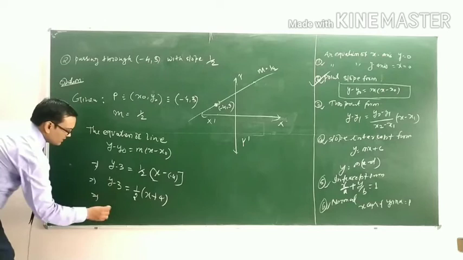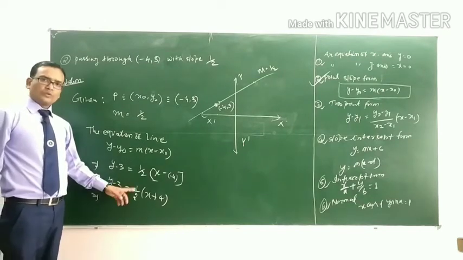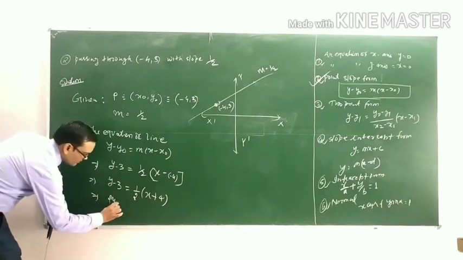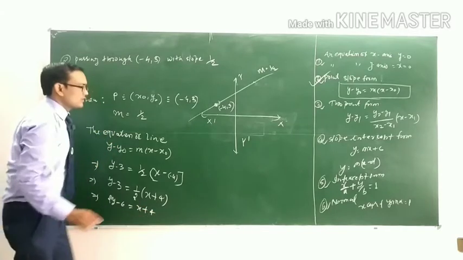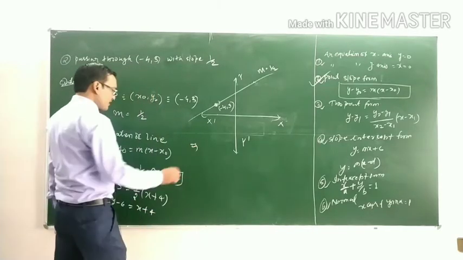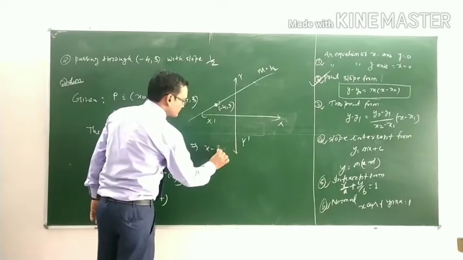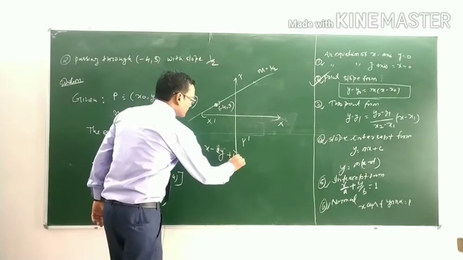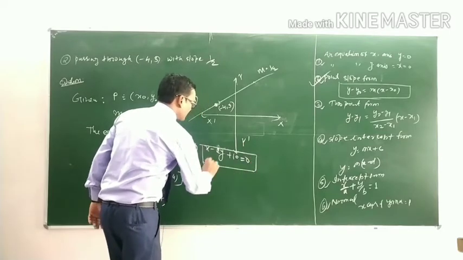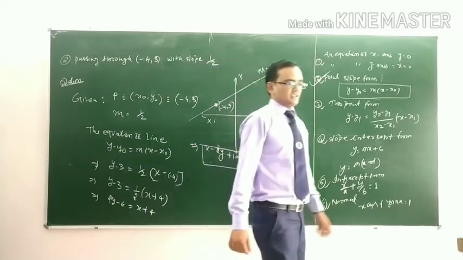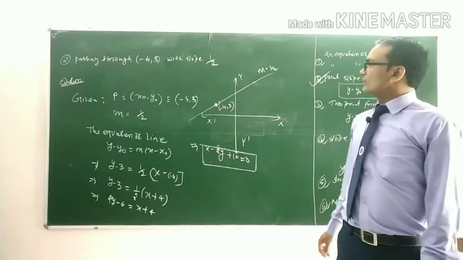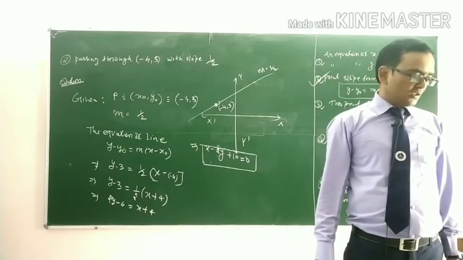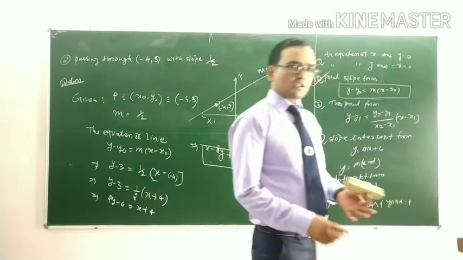Transferring the 2 to the left hand side, 2y minus 6 is equal to x plus 4. This implies x minus 2y plus 10 equal to 0, which is the equation of the straight line passing through the point minus 4, 3 with slope 1 by 2. Let us move to question number 3.